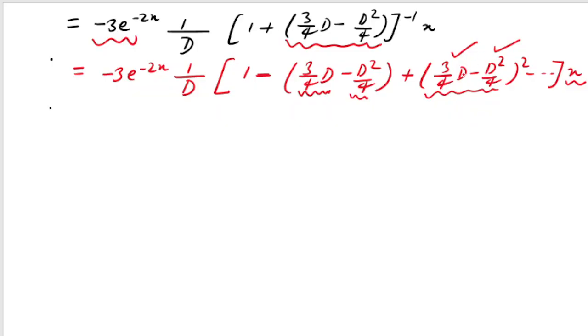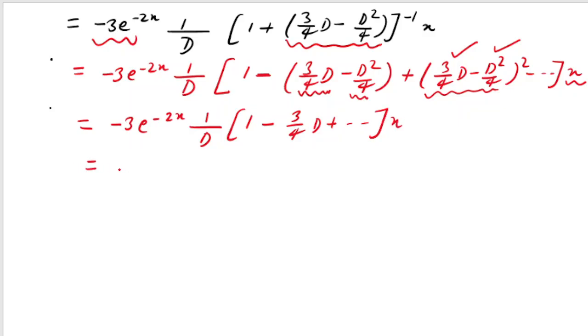So basically no term is needed from this part, and similarly the other terms will have d cube and so on. So there is no need to write the other terms. I'm just writing next minus 3 e to the power minus 2x 1 by d, and then 1 minus 3 by 4d, right? I'm not writing the other terms like plus and so on, x.